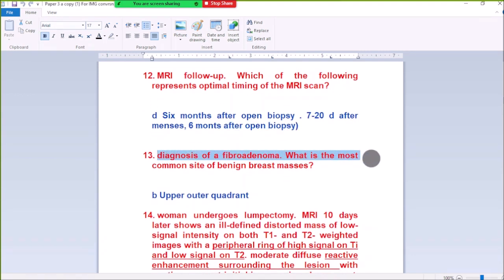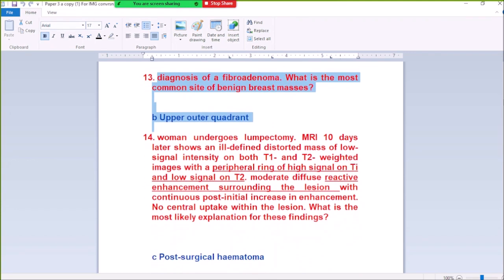Thirteen: diagnosis of papilloma. What is the most common site of breast masses? Upper outer quadrant. Fourteen: a woman undergoes lumpectomy.